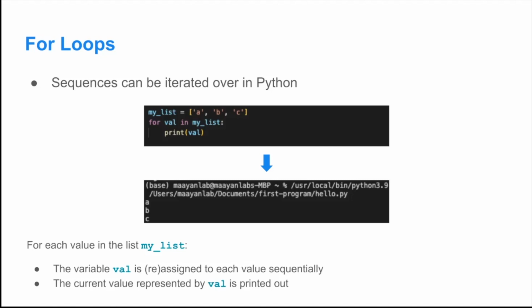Basically what this code is doing is that for each of the values in my_list, the variable val is assigned to each value sequentially. It's assigned to the first value and then reassigned to each sequential value after the first value. And whatever value is currently represented by val will be printed out. You can see that if we run this code, A, B, and C are printed out in order.